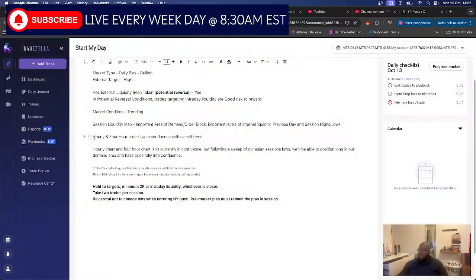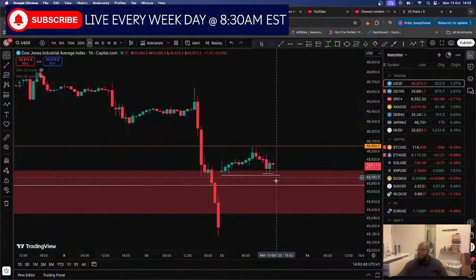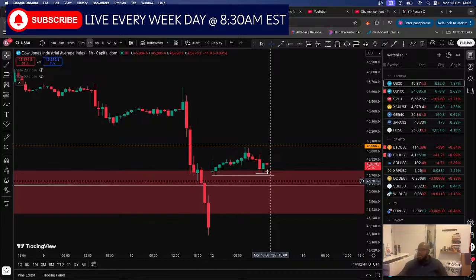So the hourly and the 4 hour chart, are they in confluence with the overall trend? If the trend is upwards, currently the hourly chart is in a downtrend. But what we expect to see is, as the price approaches the open, we expect liquidity to be taken, price to come into our area of demand, and price to rally higher.